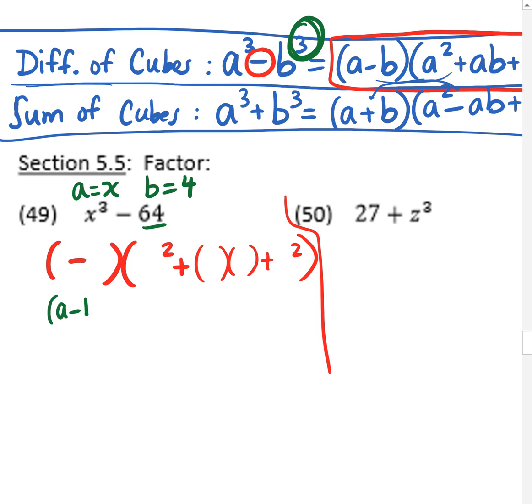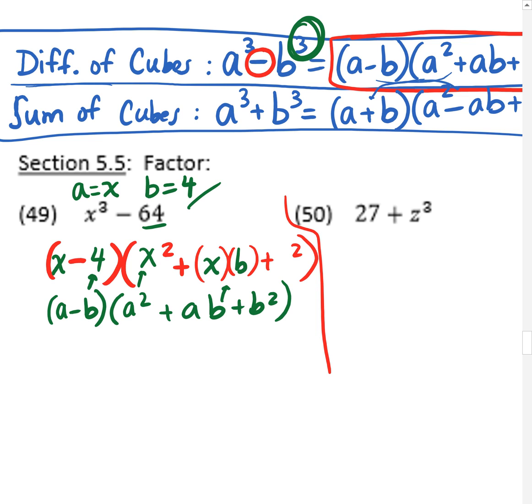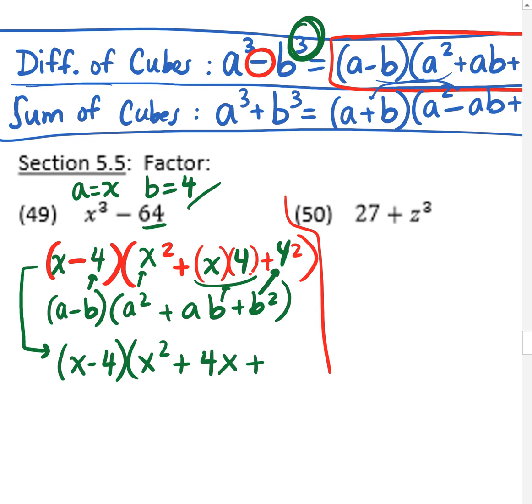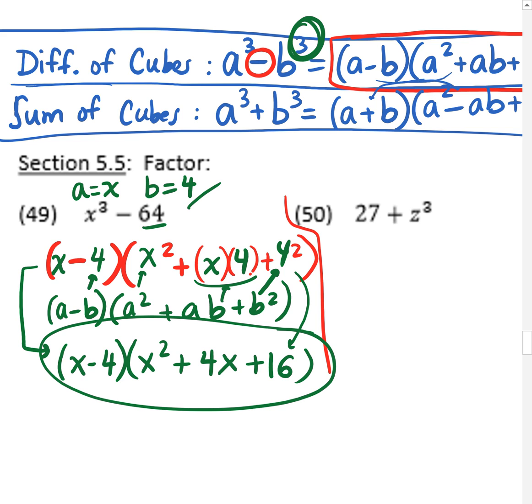So remember, our formula looked like a minus b, a squared plus ab plus b squared. Wherever there were a's, we're going to put an x. There was an a there, there's an a here, there's an a here. Wherever there are b's, we're going to put a 4. There was a b here, a b here, and a b here. Alright, so it should be x minus 4. Let me simplify. x squared plus x times 4, that looks better as 4x, and then plus the last guy, 4 squared is 16. There we go. Alright, it takes a little getting used to.